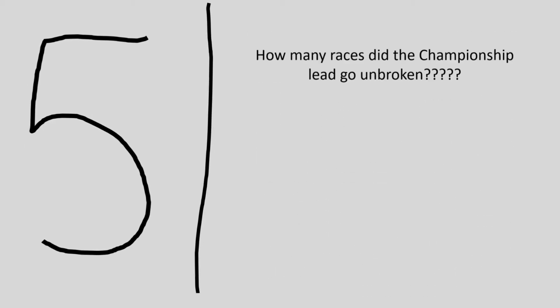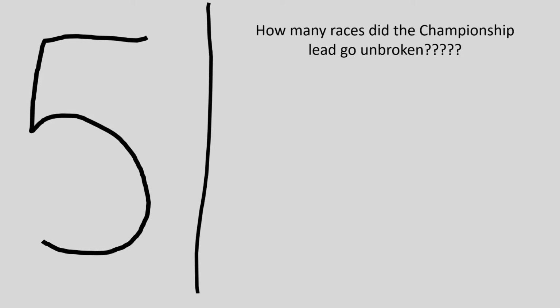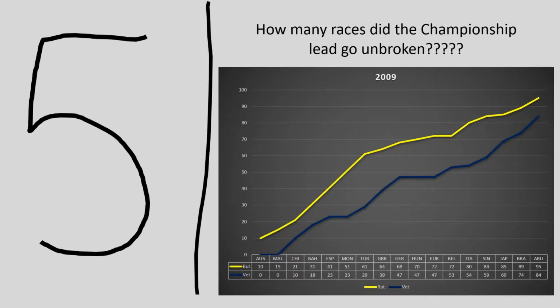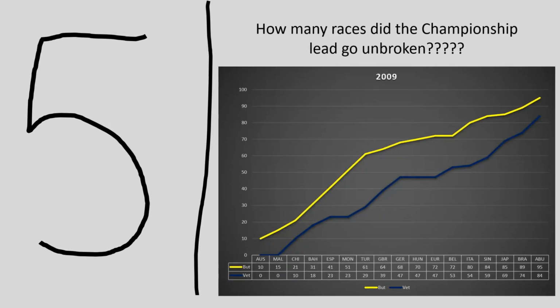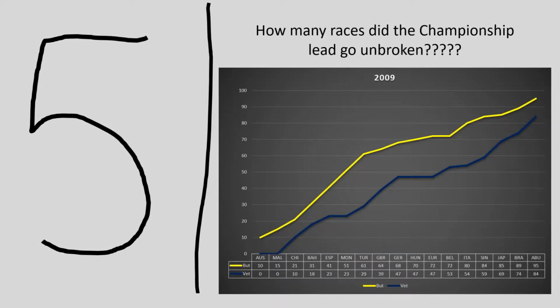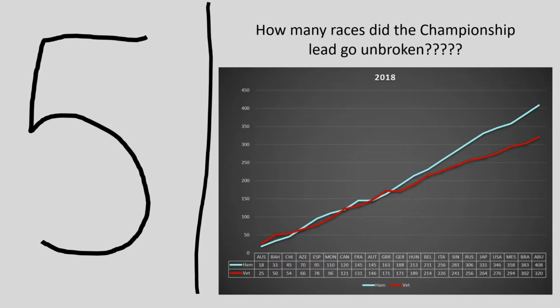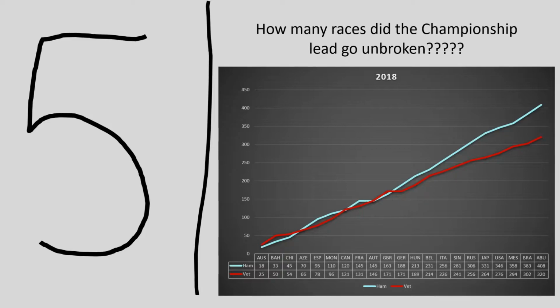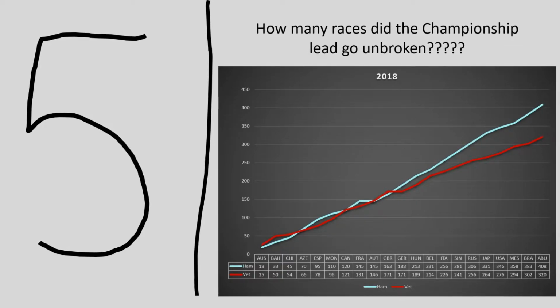And category number 3 is, how many races did the championship lead go unbroken? Now I've got a little graph to show you exactly what I mean. So this is 2009, the championship between Button and Vettel, and you can see that Button ended up winning in Australia and held on to the championship lead for the whole season, even against his teammate Barrichello as well. Barrichello never led the championship at any point. So this would be a bad score for Jenson Button, and if we instead look at a more recent one, 2018, Lewis Hamilton against Sebastian Vettel, he only led the championship unbroken from Germany onwards, not the whole season.